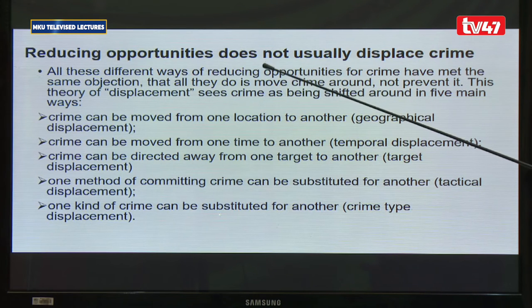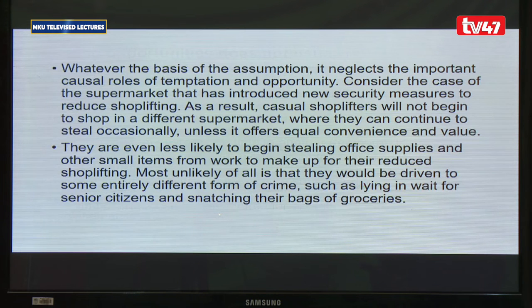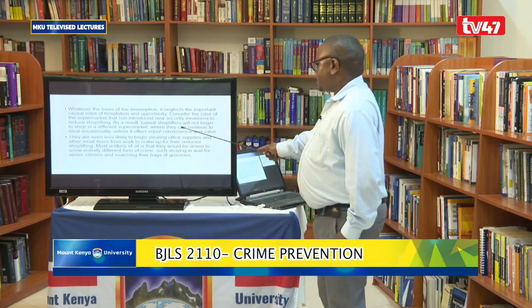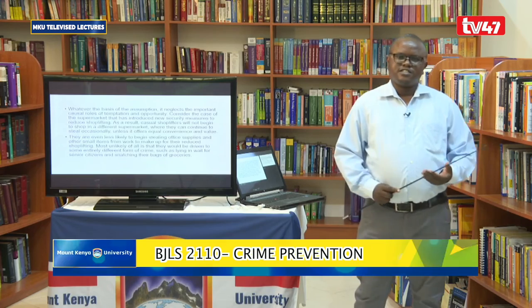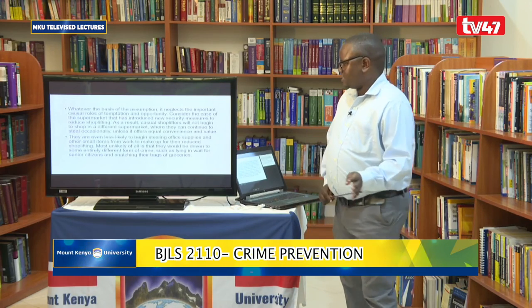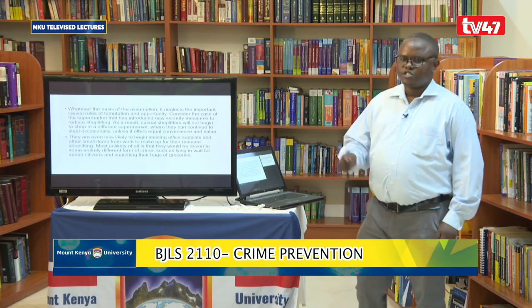So according to this theory, as much as you're reducing the opportunity for crime, it doesn't mean that the crime will make these five types of movements. There are some points that we must consider before coming to that conclusion. We can take the example of a supermarket. If you put CCTV in a supermarket, it doesn't mean that a shoplifter will go to another supermarket as a result, because we assume that the shoplifter has chosen that supermarket for a particular reason. Maybe that supermarket provides some convenience over another one. This is the geographic displacement, when they move from one supermarket to another supermarket.